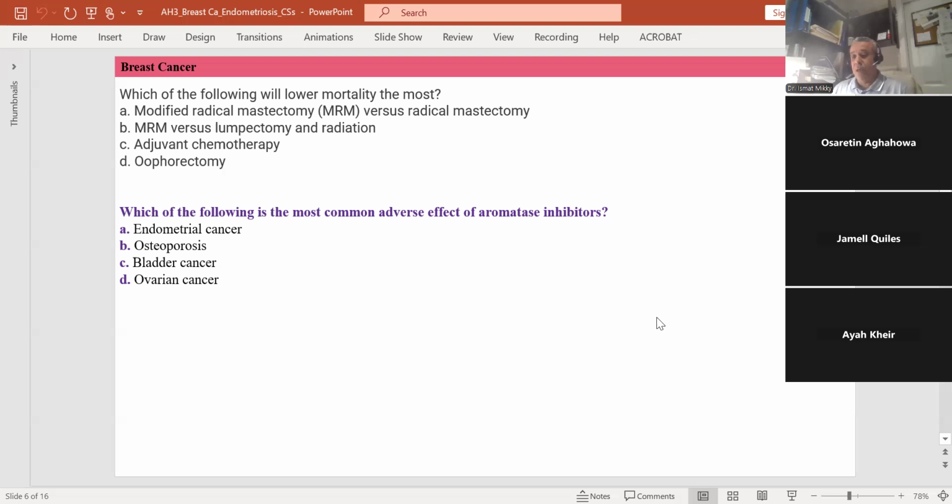Which of the following is the most common adverse effect of aromatase inhibitors, the AIs mentioned earlier? These medications like Arimidex, Femara, and Aromasin are the three medications listed under the aromatase inhibitors. The most common adverse effect from this class of medications is osteoporosis. The osteoporosis occurs because the aromatase inhibitors inhibit estrogen production.